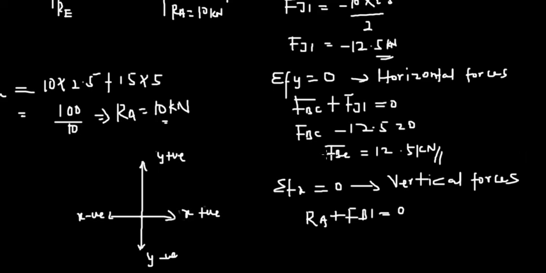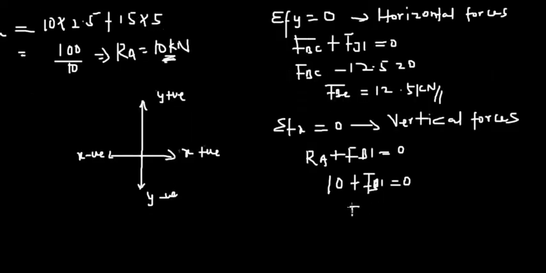Right, so you know RA. RA, you know that is 10 kilonewtons, and then plus FBI equal to 0. So you know that FBI will be equal to minus 10 kilonewtons, because we will just take this one across to this side, making it negative. So now we've been able to find our FBI. Let me rewrite that, it looks a bit different.